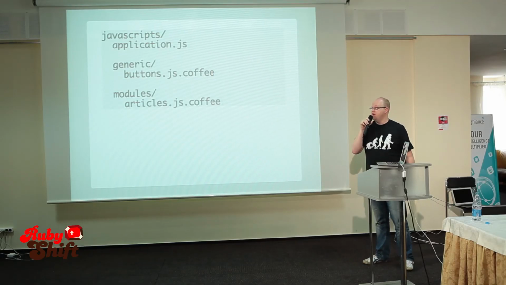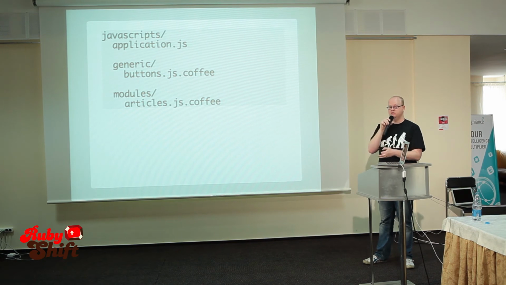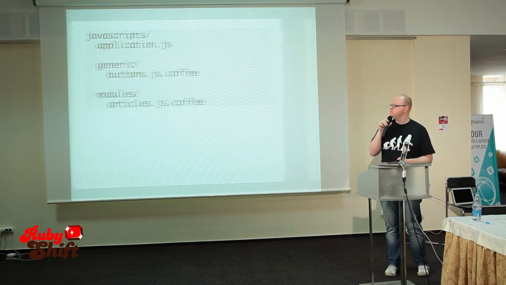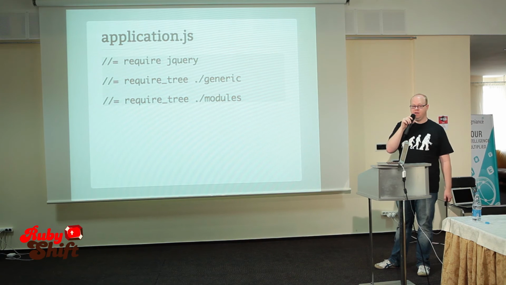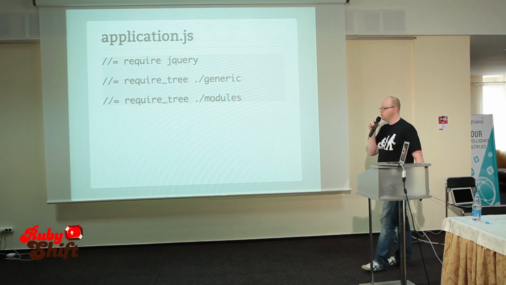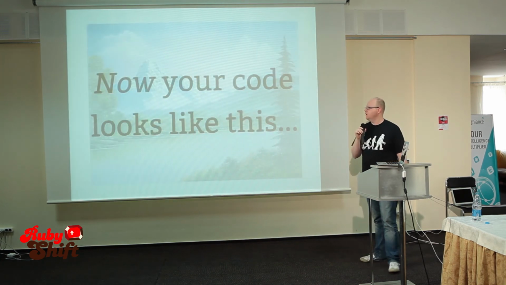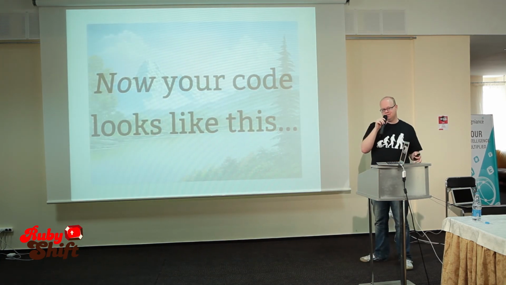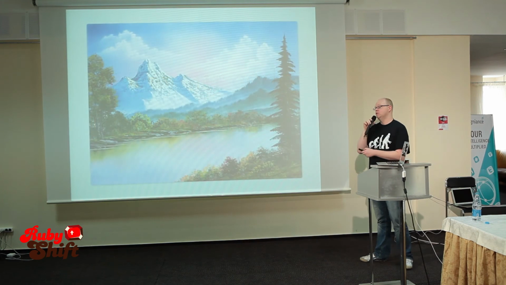So JavaScript as well, it's basically the exact same structure. And for this I use Sprockets, just an application.js, and for generic stuff and your modules, if they require JavaScript. And then the application.js just looks like this, require_tree, just the normal Sprockets way. So if you do it like this, I believe your code will look like this.